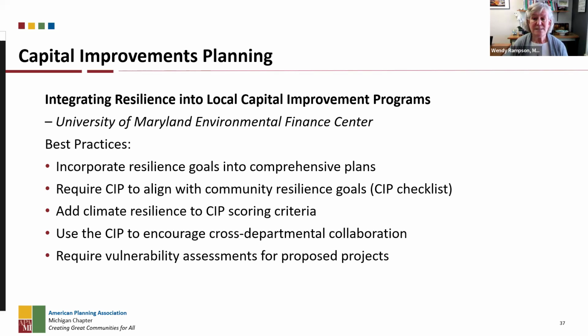In addition, CIP review processes can be improved by adding climate resilience as a CIP project scoring criteria, using the CIP review process to encourage that cross-departmental collaboration, and requiring vulnerability assessments for proposed projects. Since Michigan law requires annual CIP updates, think about adding these practices incrementally to your process.